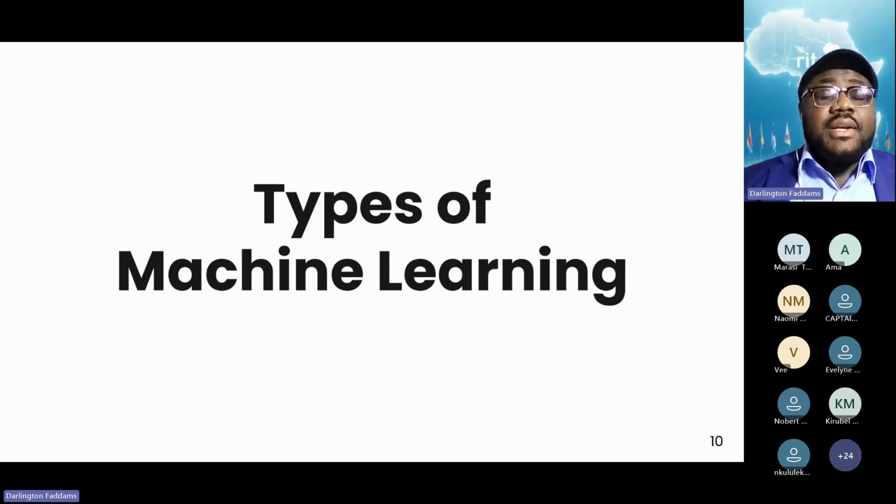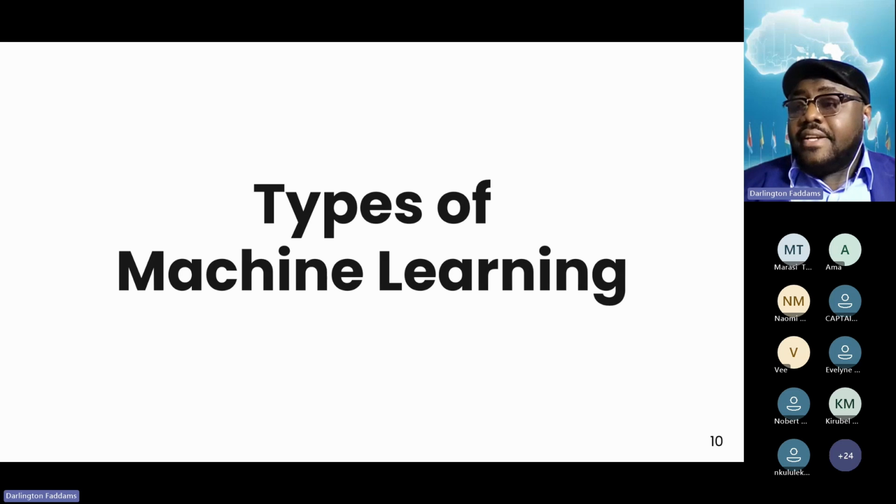All right. So when you hear of types of machine learning, all you have to understand is that there are three ways of doing it. The first way, as most of you know, is supervised. The second one is unsupervised. And the third one is reinforcement learning.